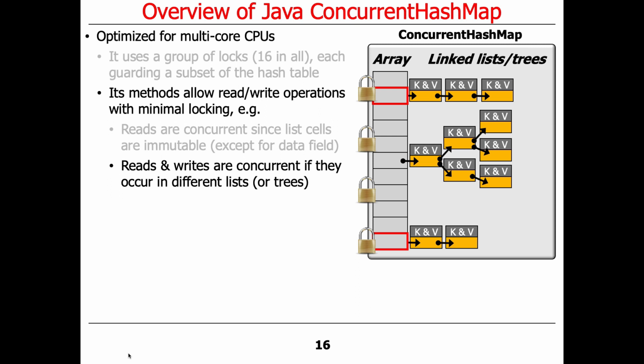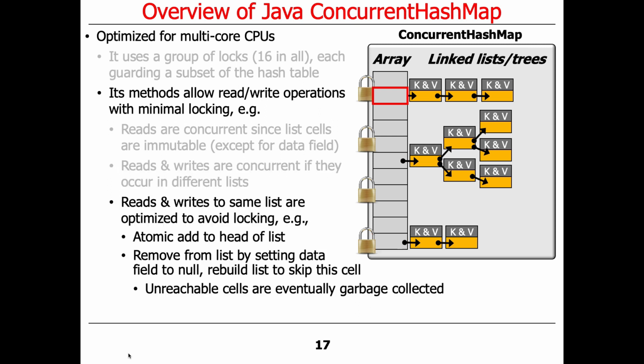Reads and writes are concurrent if they happen to occur on different lists or trees. So even if they're controlled by the same segment lock, if they're at different places within that, they can run in parallel too. So that's good. The only place you have to lock at all is if you do write operations to things that are in the same location. So if they hash to the same location and you're doing writes, then there may be a little bit of locking. But if you're doing reads on the same location, again, you can be clever about optimizing that stuff. And so this talks about what they do.